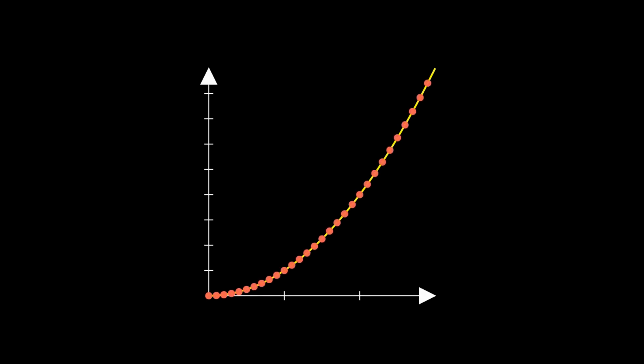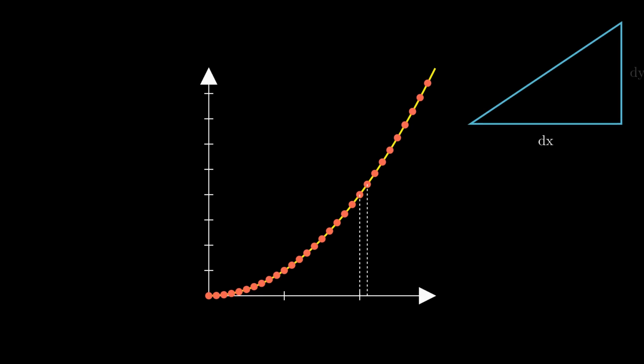Now let's focus on a single chord. We call this chord ds. We see that the chord is the hypotenuse of a triangle with base dx and height dy. Then by the Pythagorean theorem, we see that ds is the square root of dx squared plus dy squared.